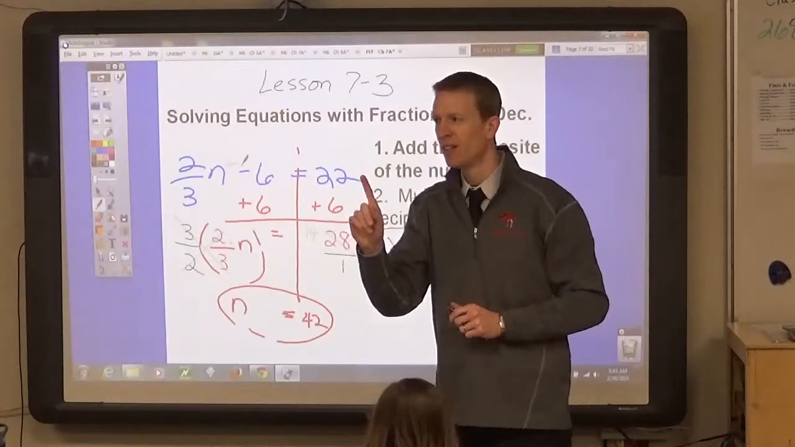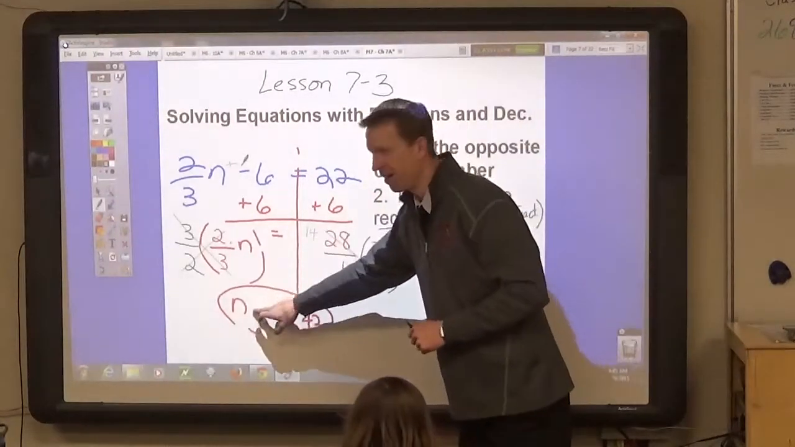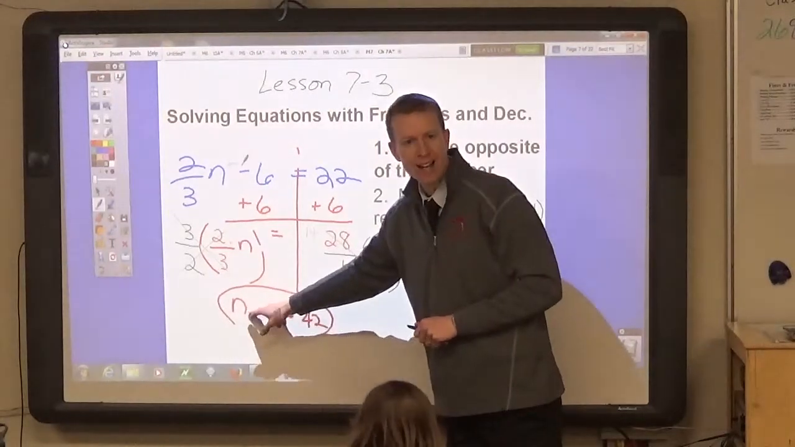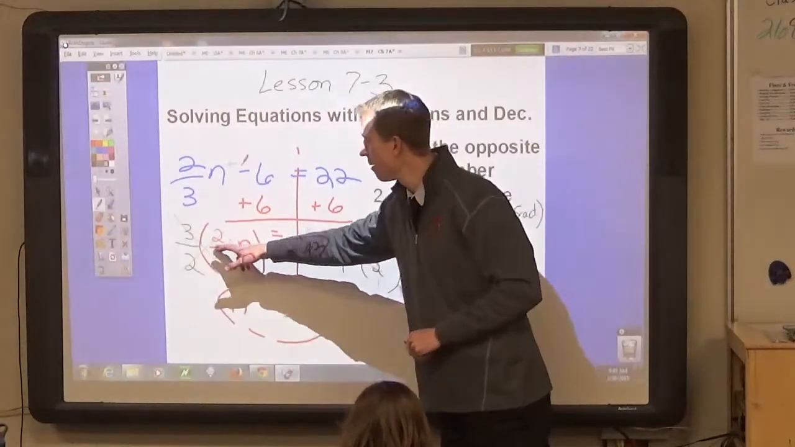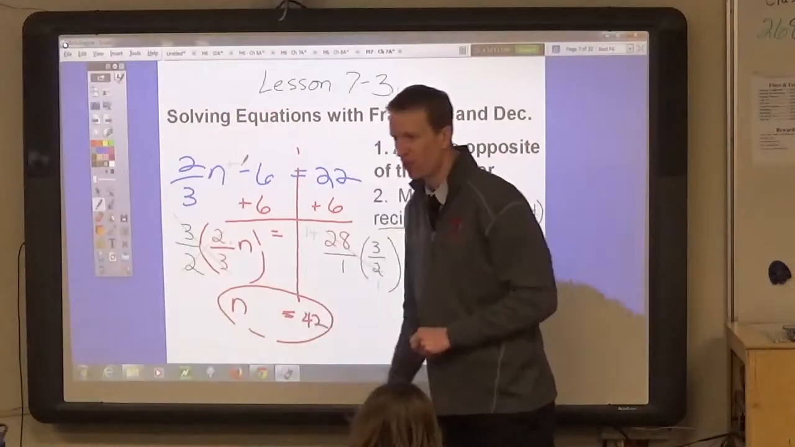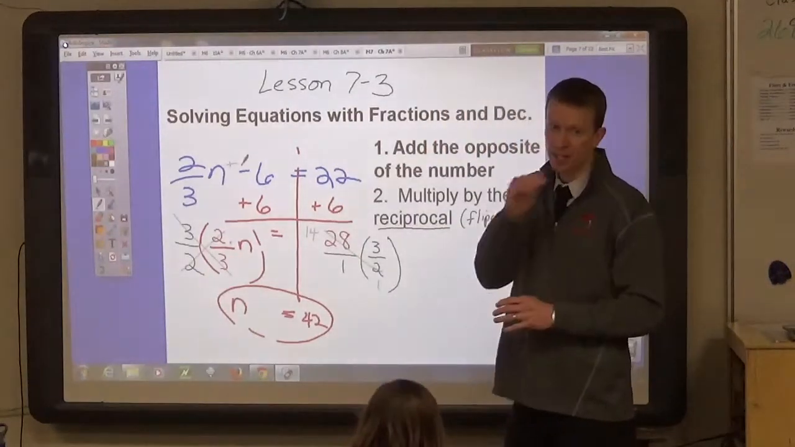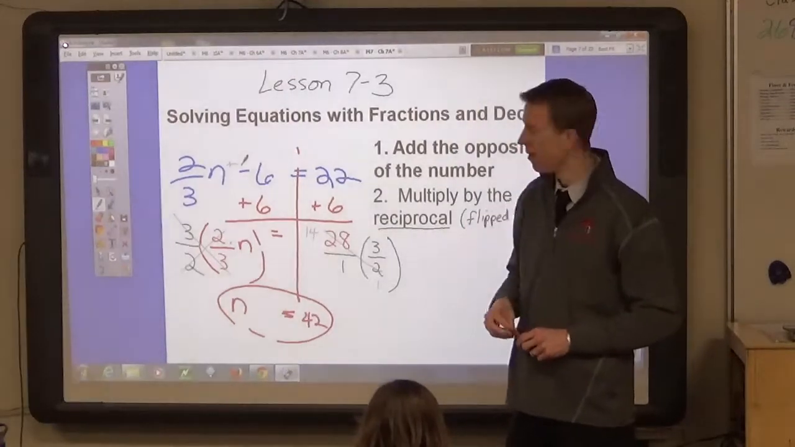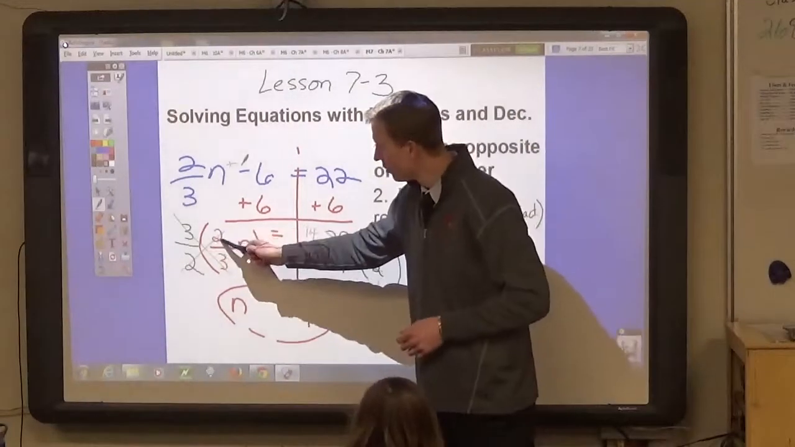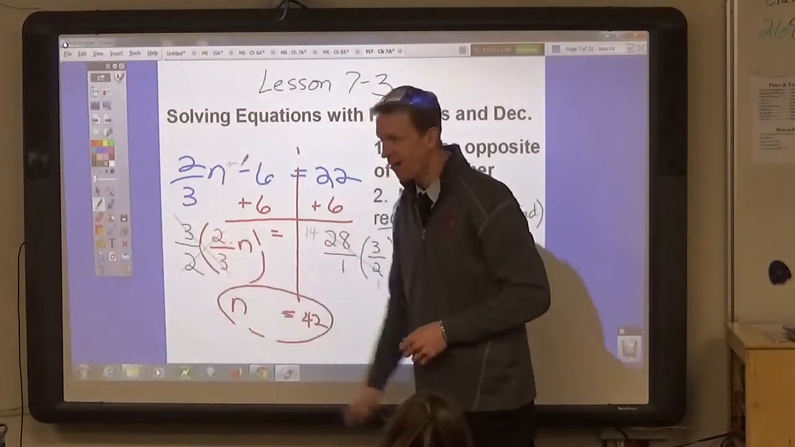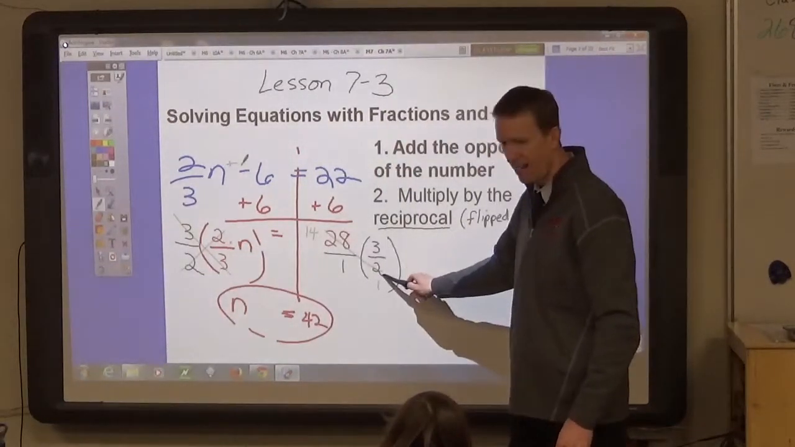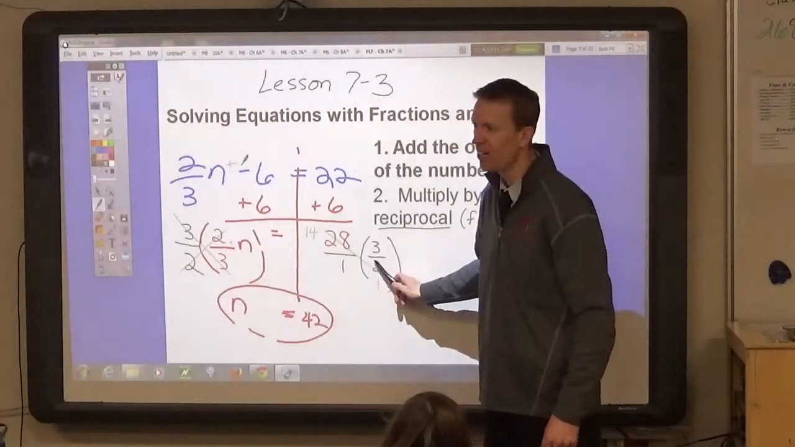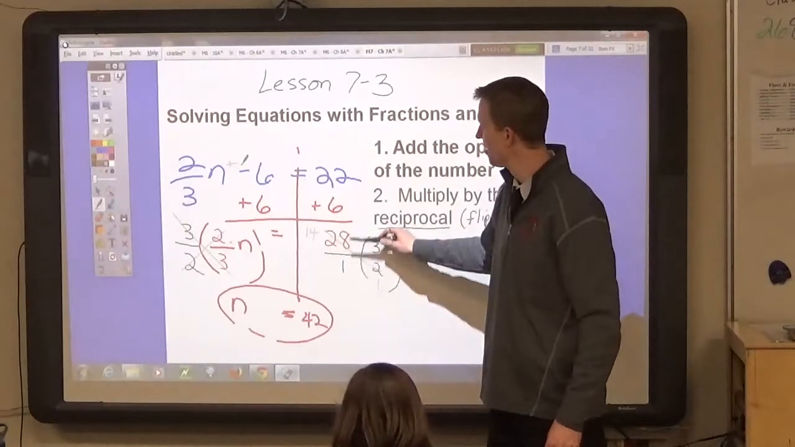And that's what you're looking for here, 1n. We've got 2/3 n. We want to find the value of 1n. So multiply it by its reciprocal. It's the same thing as dividing by the same number, right? It creates a fraction of 1. So multiply 2/3 by 3/2 on both sides. Remember, whatever you do on one side, you have to do on the other side. Right, Henry? Yep. Okay, follow along.